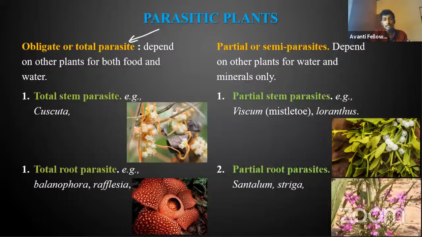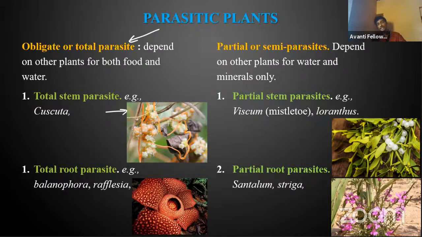The example is cuscuta. Probably most of you have already seen a cuscuta, a yellow color vine or yellow color plant which normally surrounds other plants. It doesn't have any color because it doesn't have any chlorophyll. That's a total stem parasite. We call it cuscuta. The name is cuscuta only. So that's the stem parasite.